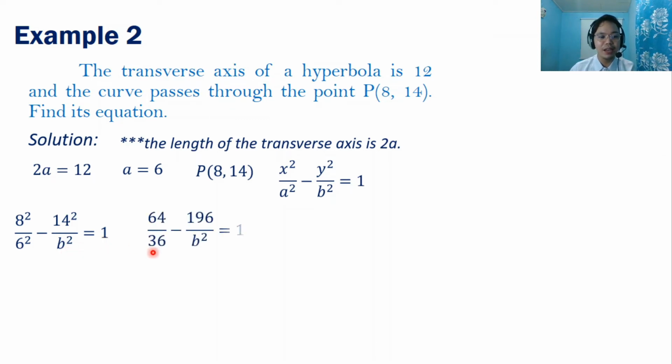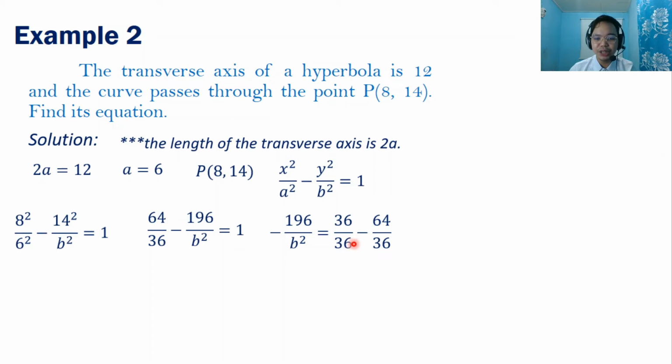Then, simplify. We have 64 over 36 minus 196 over b squared equals 1. So, i-isolate natin yung b. So, lumipat yung 64 over 36 sa kabila, naging minus. Then, yung 36 over 36 dito, that is the 1. Okay, because 36 over 36 is 1.